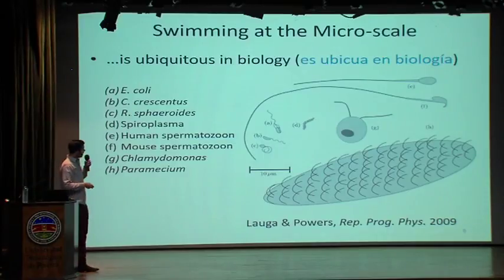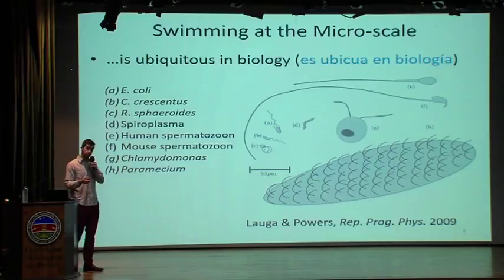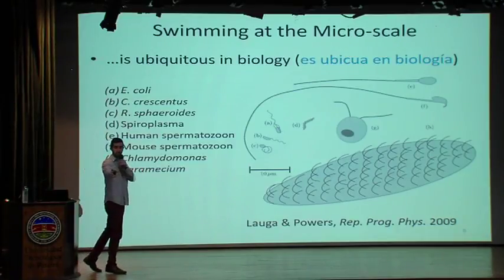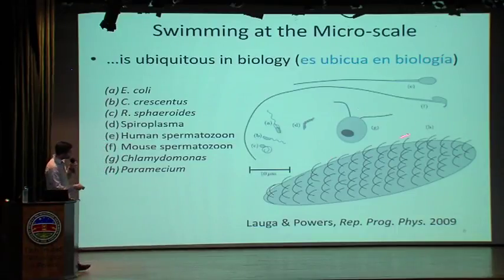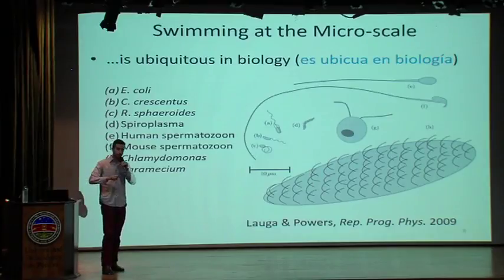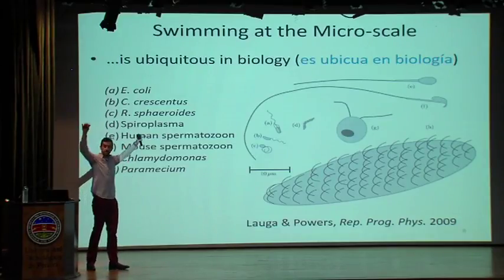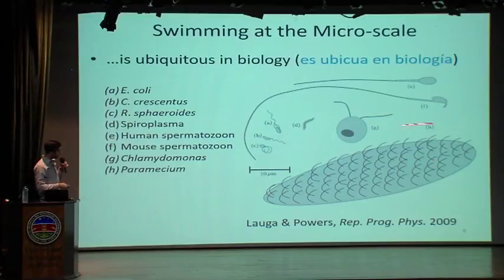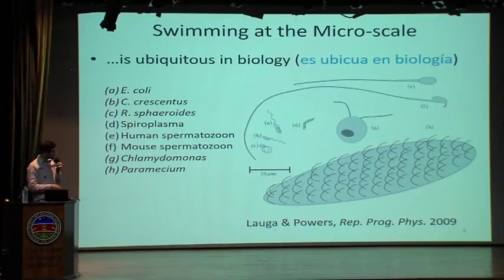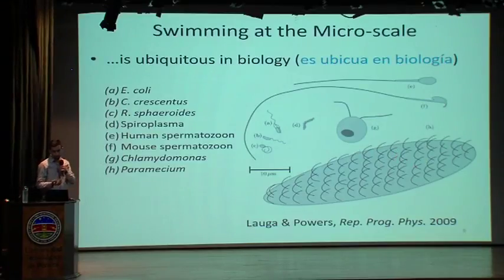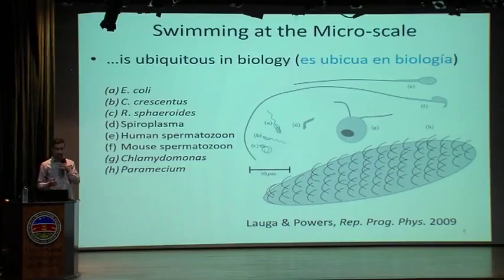Okay? There are many other bacteria, such as E. coli, right here, that can swim all the time to essentially locate nutrients to find food. Chlamydomonas, right here, is a species of algae that's found in the ocean, and it swims the breaststroke. Paramecium here is a slightly larger organism that swims using these little hairs here. They're called cilia, and they use these cilia to avoid predators.